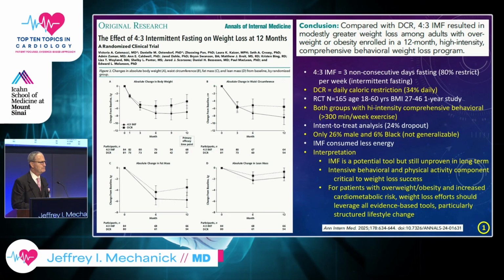Well, here's a paper that came out looking at 4 to 3, and it's 3 non-consecutive days of, it's not absolute fasting, 80% restriction, and compared to, in the comparator group, daily caloric restriction, about 34% on average each day. Randomized controlled trial, 165 patients, 18 to 60 years, overweight to obese, looking at the BMI, and a 1-year study. They had high-intensity comprehensive behavioral and exercise, so that's for both groups. It's an intent to treat analysis. There was a dropout of about 24%.